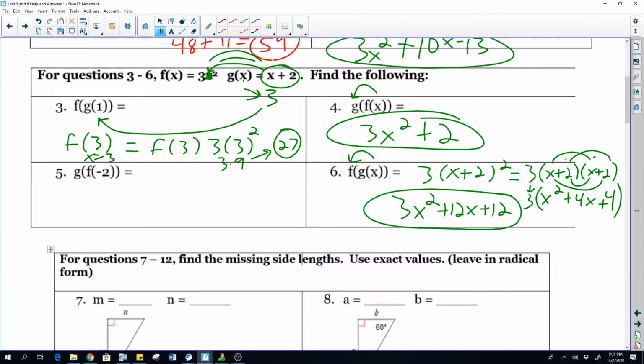Nice. Now, going and plugging in a negative 2, we do have to be careful there. Let's see. So we're going to take that negative 2 for f, and we're going to plug it right there for f.